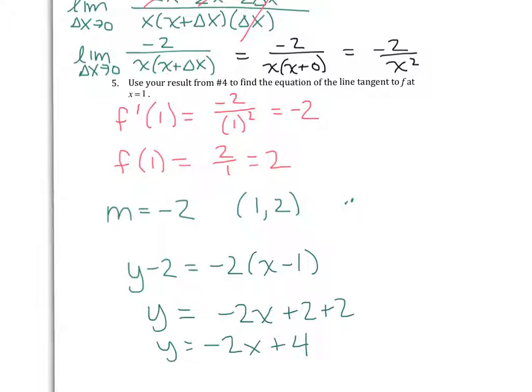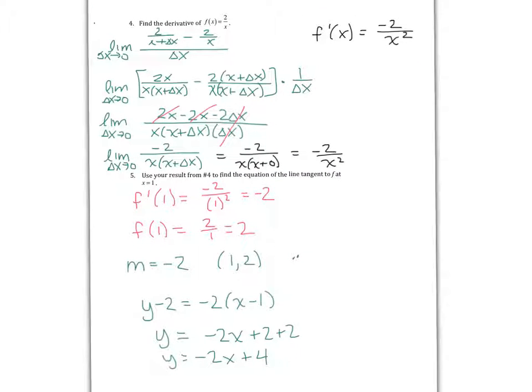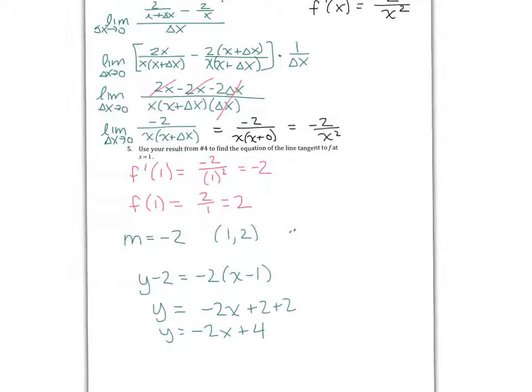If you were to graph the original function, which is f of x equals 2 over x, and then you were to graph that tangent line, y equals negative 2x plus 4, you should see that it really is a tangent line at the point when x is 1.